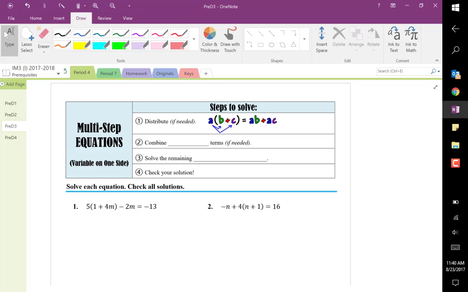And it's super, super important that you're able to solve. That's probably one of the biggest things that you should be able to walk out of high school doing is solving. Okay? All right, so we're going to distribute if we need to. That's the first step. If we need to, we just did that. We just practiced distributing. Then we're going to combine like terms if we have any. And then we're going to solve the remaining equation. Whatever's left over.